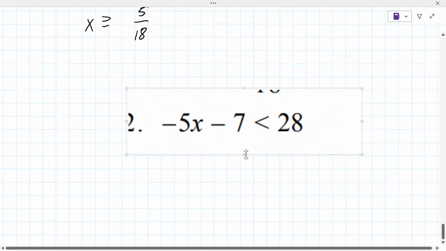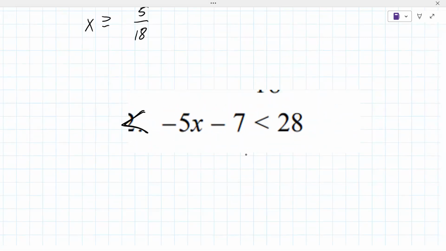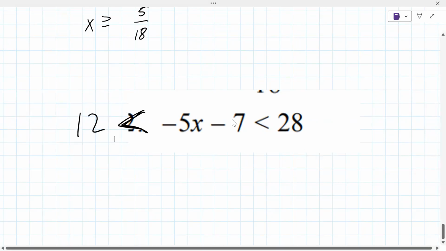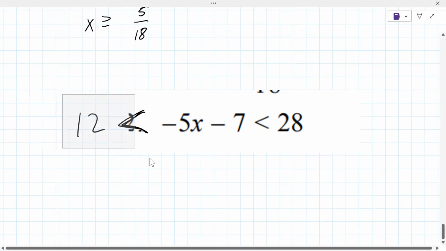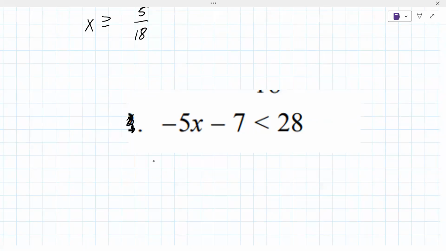Have you been doing any problems like this where it would say like 12 less than -5x, -7 less than 28? These are called compound inequalities. Have you seen any of those? No. Okay, that's good. All right, why don't you try solving this for us, please?